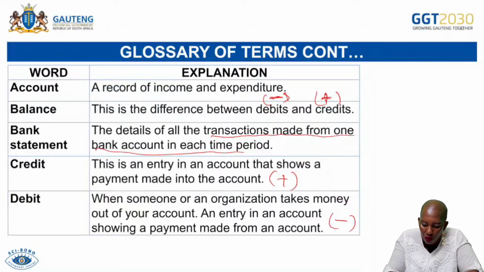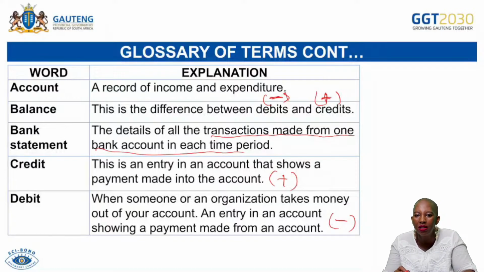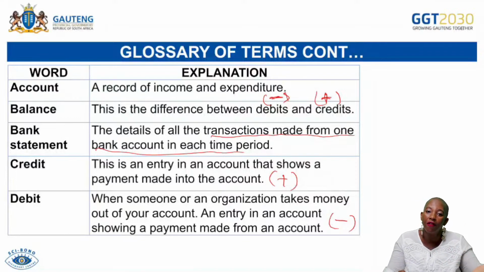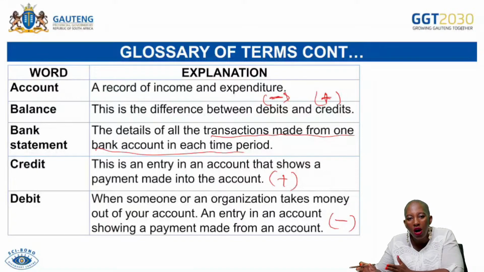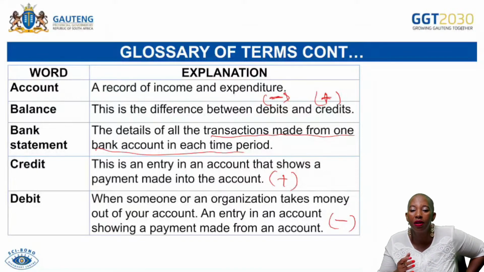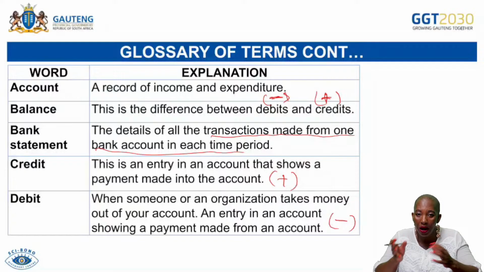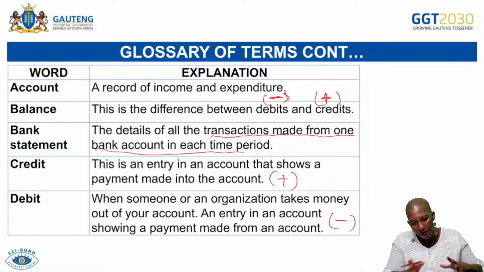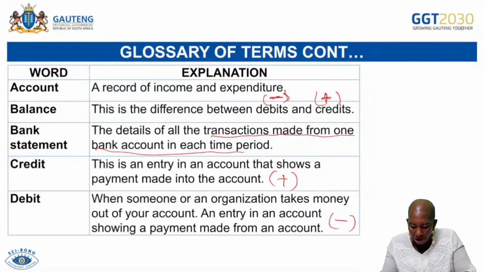So now as soon as I start swiping my card, then it will go out as what now? As a negative. So we say when someone or an organization takes money out of your account, an entry in an account showing a payment made from an account, that means with debit, the money will be coming out of your account as you continue swiping or as you continue withdrawing. So it becomes a withdrawal, and then it shows as a negative because the money is going out of your account. But as soon as somebody deposits money into that account, it becomes a credit. So credit, the money is coming in, is positive. Debit, the money is going out, it is negative.